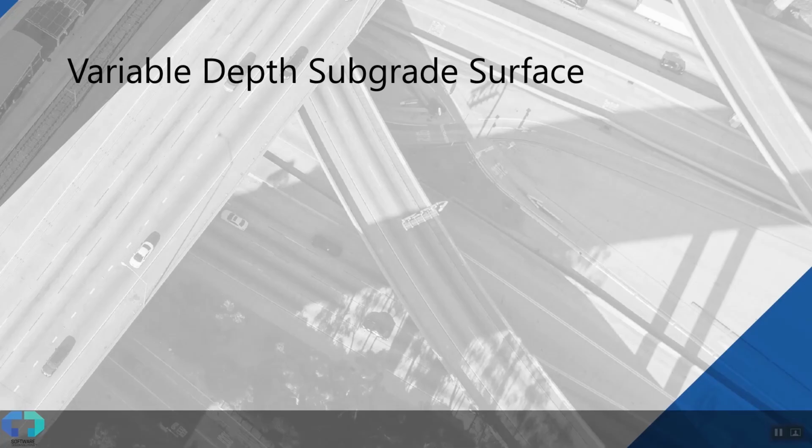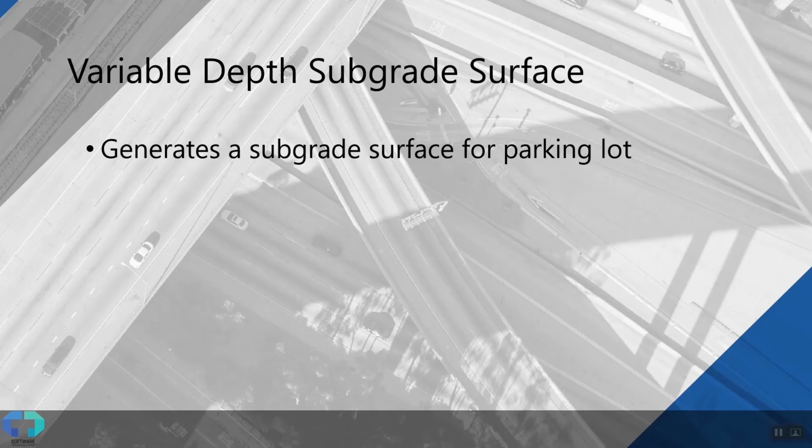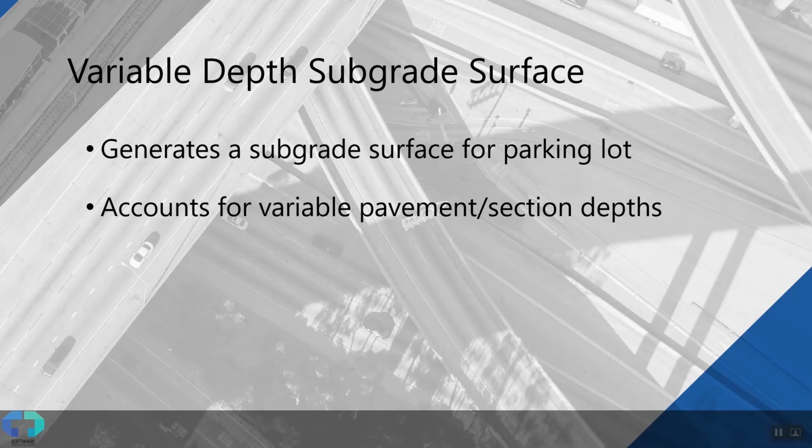Creating a variable depth subgrade surface. It's a pretty straightforward process, but it's kind of a weird concept behind the scenes. We're trying to generate a subgrade surface for the parking lot that accounts for variable section depths. Maybe there's a heavy-duty pavement and a light-duty pavement where the section depth is different. I want to create this and I want it to be dynamic to FG.